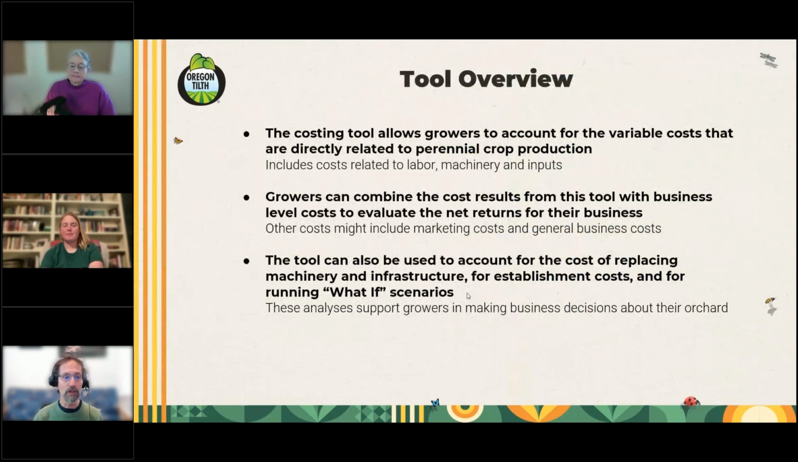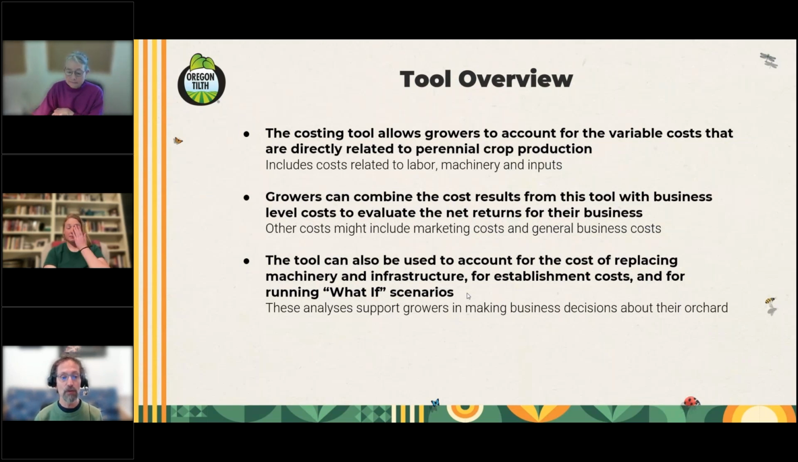So what is this costing tool? The tool allows growers to account for the variable costs that are directly related to perennial crop production. The costs that we're tracking in particular are those related to labor, machinery, and inputs. Growers can combine the cost results that come out of the tool with business level costs and other costs in order to evaluate the net returns for the business. Other costs might include things like marketing costs and other general business costs.